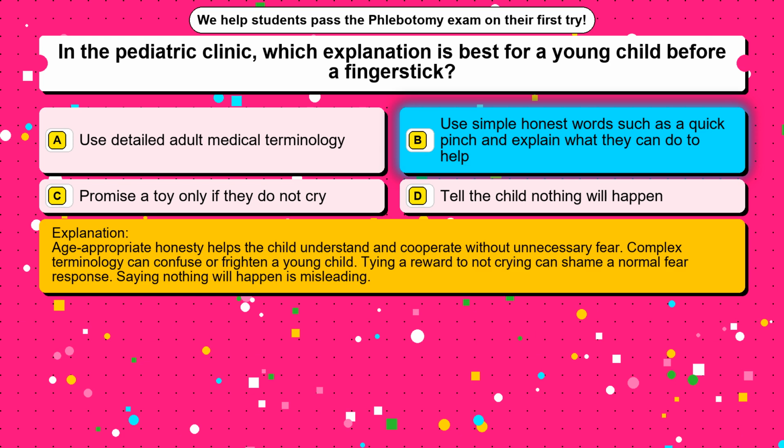Age-appropriate honesty helps the child understand and cooperate without unnecessary fear. Complex terminology can confuse or frighten a young child. Tying a reward to not crying can shame a normal fear response. Saying nothing will happen is misleading.